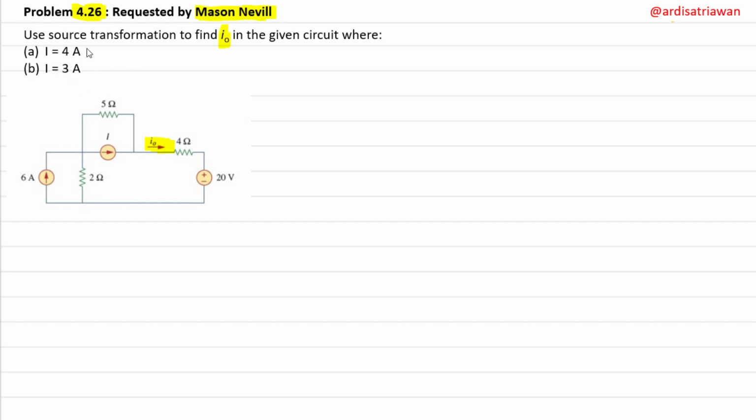Okay, so now because we need to change the I letter, I want to assume that this current here is just X ampere, right? And now let's recall the concepts.